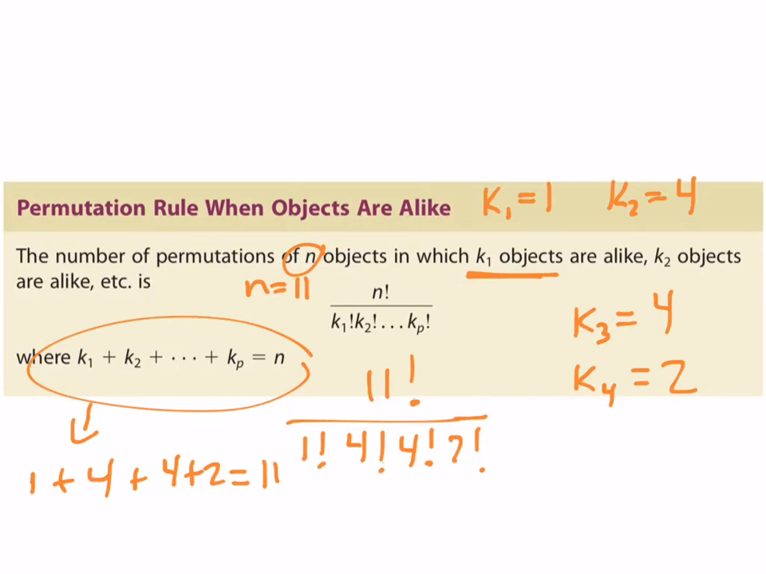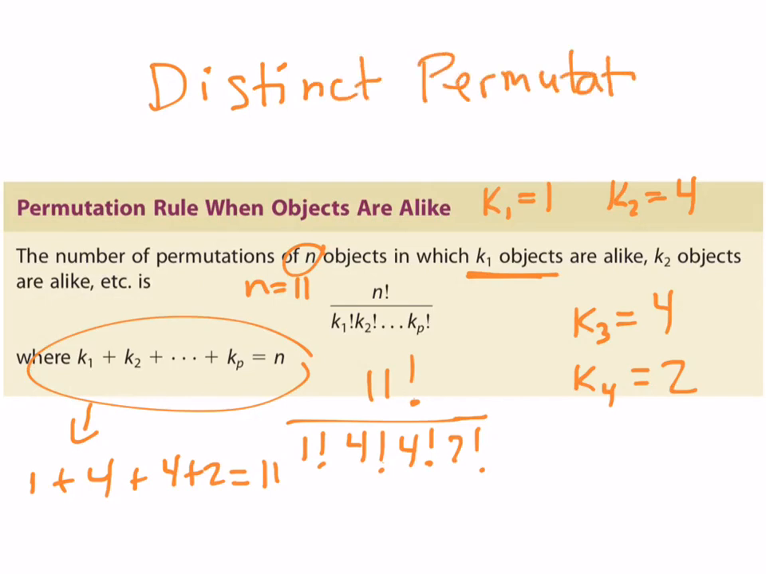All right, so that's it, other than maybe giving a name to this special case of permutations. A lot of times these are called distinct permutations, or sometimes distinguishable permutations or different permutations, just something that implies that we only want to count the ones that actually look different from each other. And that's it.